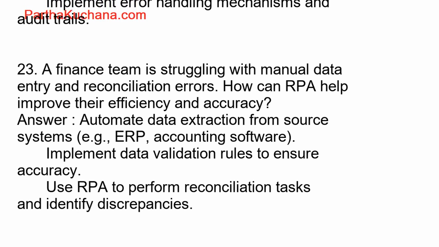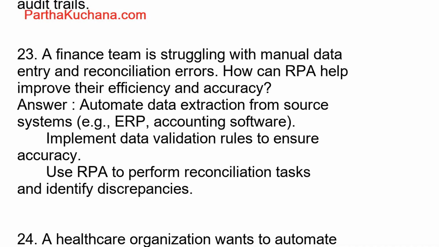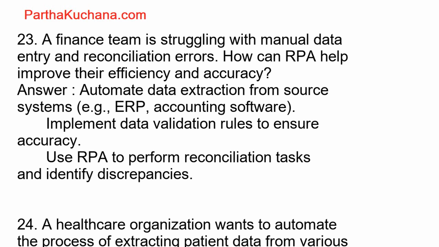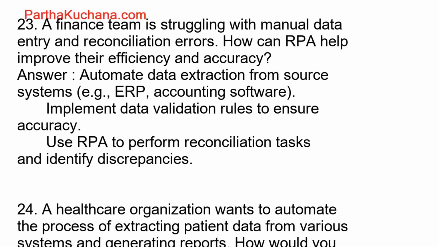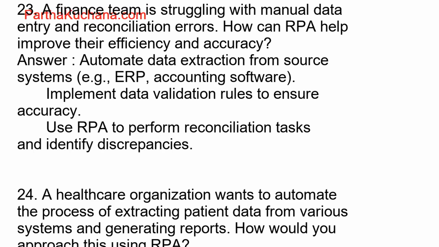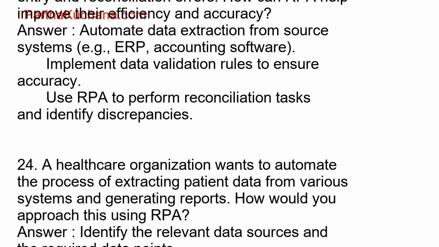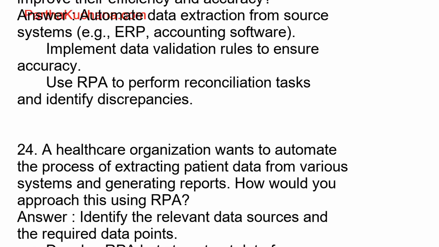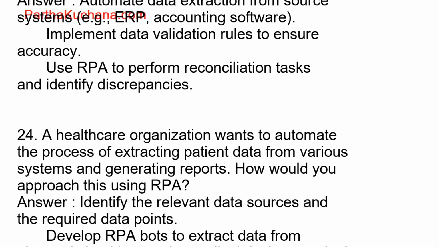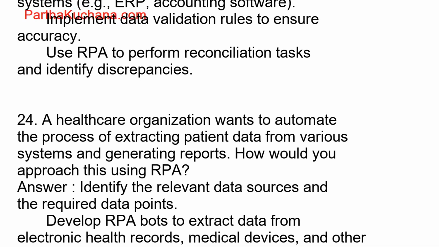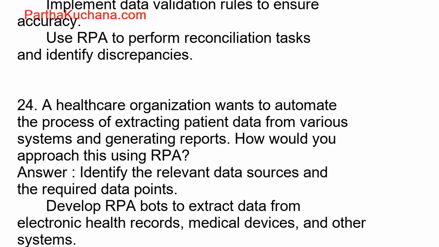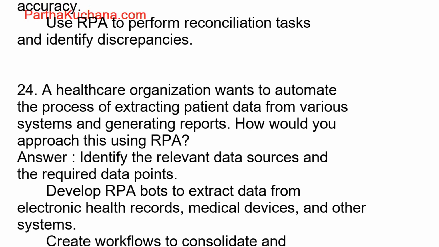Train agents to use the RPA solution effectively and escalate complex issues to human agents. 26. What is cognitive automation, and how does it differ from traditional RPA? Answer. Cognitive automation combines RPA with AI and machine learning to enable bots to handle more complex tasks, such as natural language processing and image recognition.